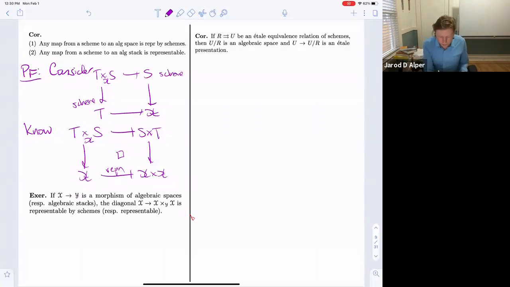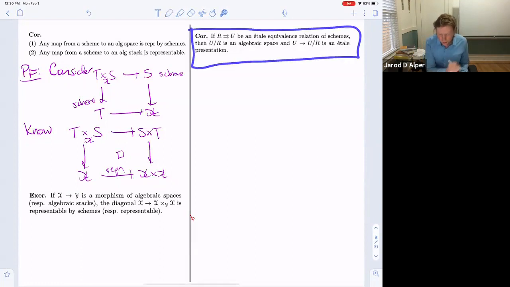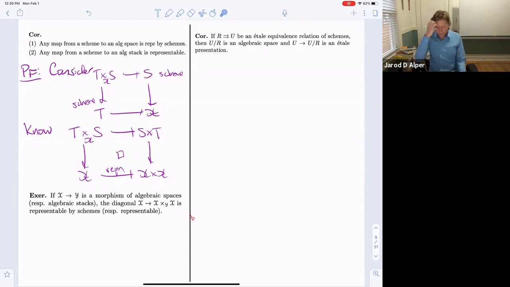All right, and the last thing I wanted to show you, I owe you this, is that you can take the quotient of an étale equivalence relation. Even though I've been using this notation, we only defined U mod R, but in the case that it came from an equivalence relation, we dropped the brackets because it's actually an algebraic space. It's sort of just terminology because it's an equivalence relation.